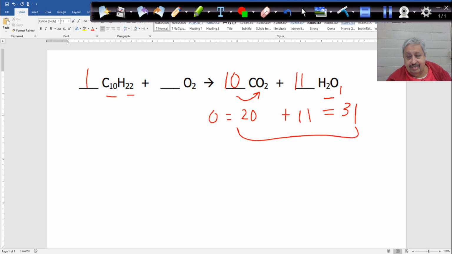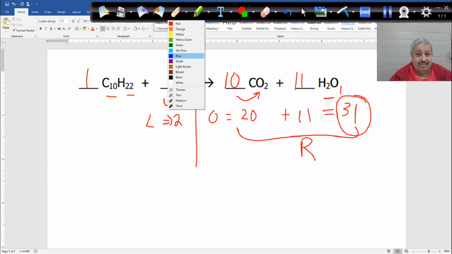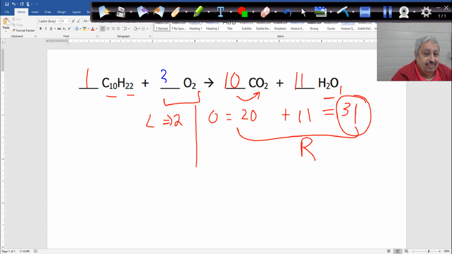This is the right side. But here oxygen is, the left side is what? Is 2. So what should I do? The top one, the larger one will go where? The top or the bottom? At the top. So this is 31. And this is the 2 here, because the 2 here, I put the 2 here so to eliminate. Now I have oxygen is 31 at the left, 31 at the right side, correct?